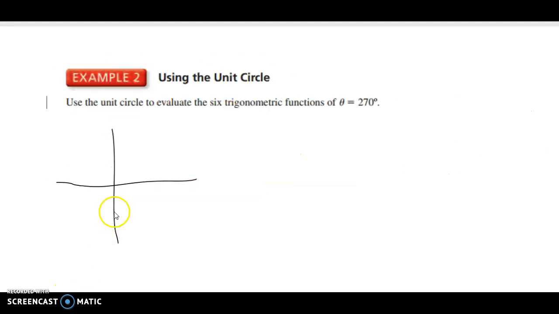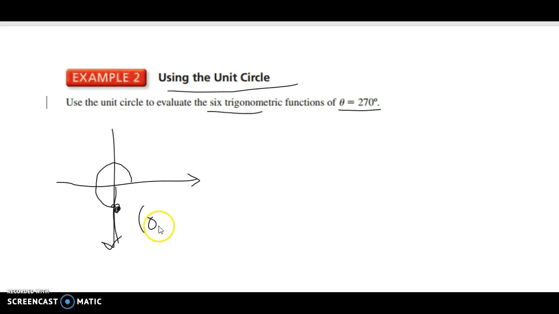Let's begin with example 2. We're just going to simply use the unit circle for this problem. We want to figure out the 6 trig functions at the angle 270 degrees. So first let's sketch 270 degrees. Each quadrant will be 90 apiece, so we land right here. We call this a quadrantal angle. Now the coordinate at that point, if you refer to a unit circle, is (0, -1).